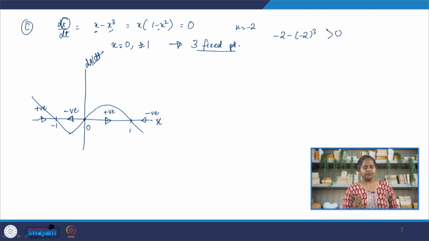By now, you know how to find the stability. This is an attractor. It's a stable fixed point. This is a repeller. So we leave an open circle around it. This is an attractor. So we close this circle. Now using this, you can plot x versus t diagram to figure out how x is changing with time.